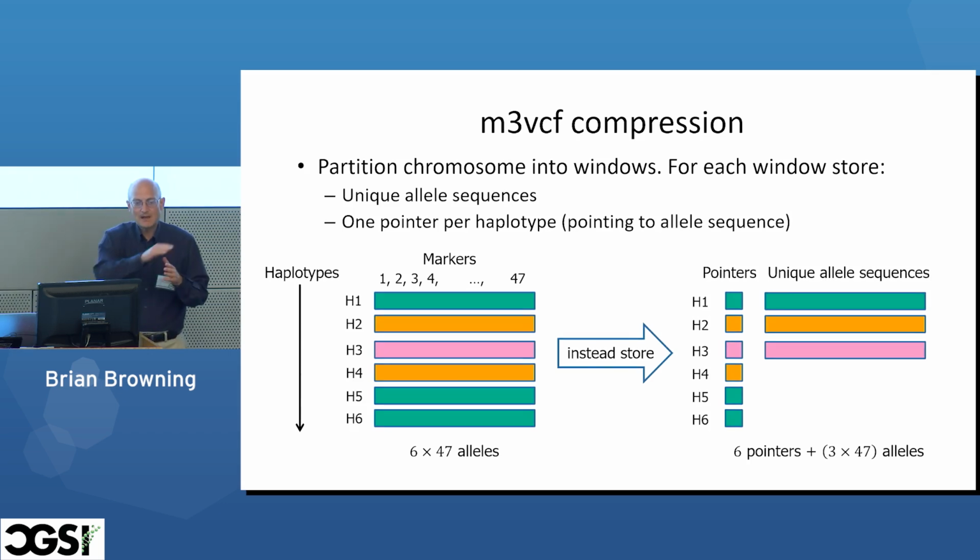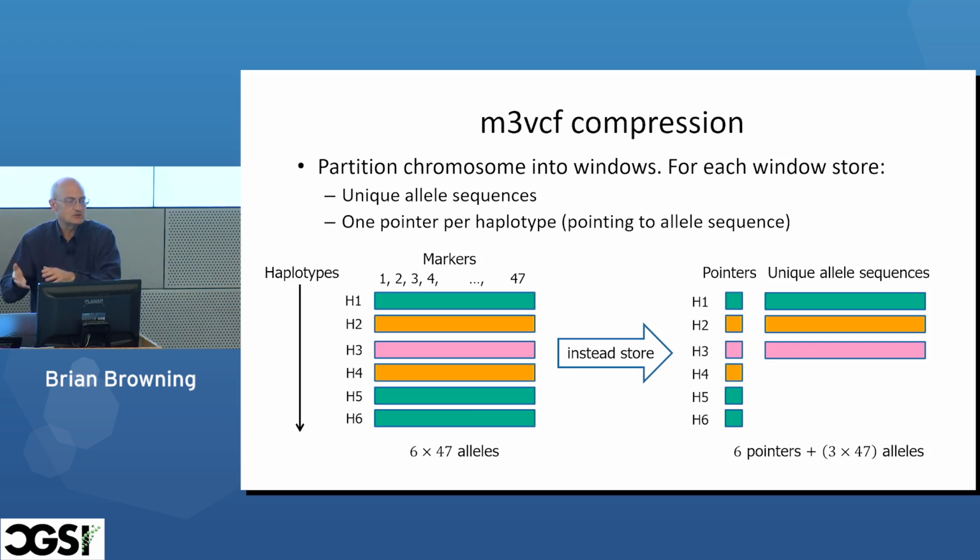In this toy example, haplotypes are rows on the left. There are 6 haplotypes labeled H1 through H6, with 47 markers on top labeling the columns. The green rows indicate that haplotypes 1, 5, and 6 all carry the same allele sequence. The yellow rows carry the same allele sequence, and then there's a third allele sequence carried only by haplotype 3. So instead of storing all the allele sequences in this window, we just store the unique ones.